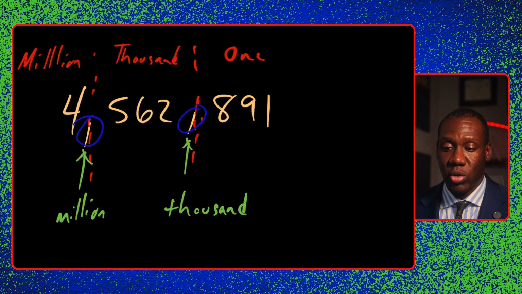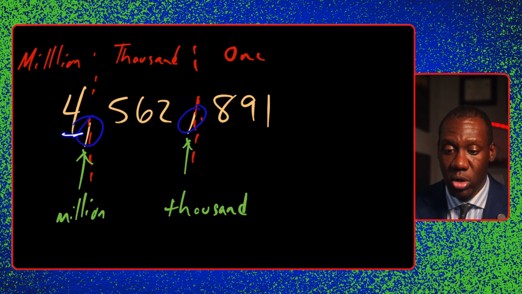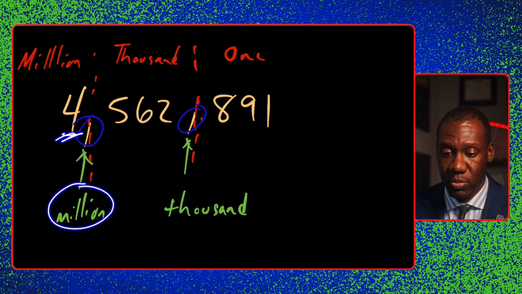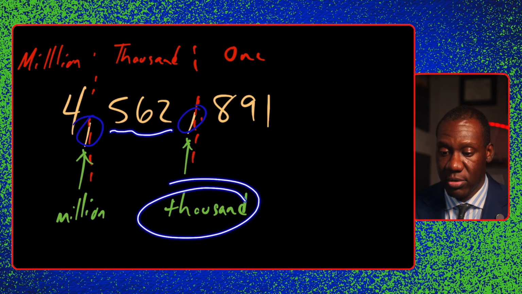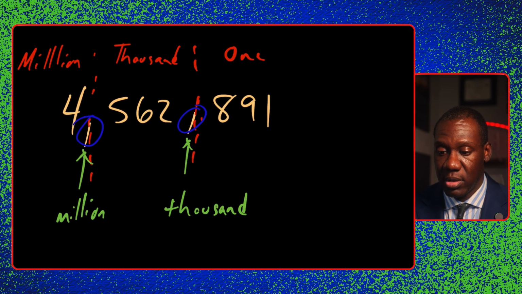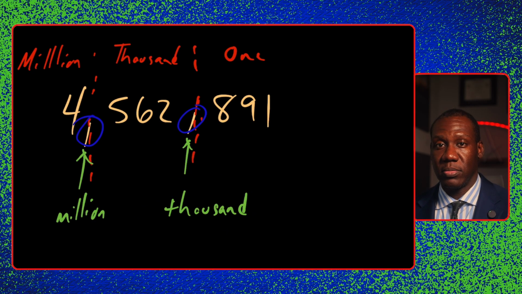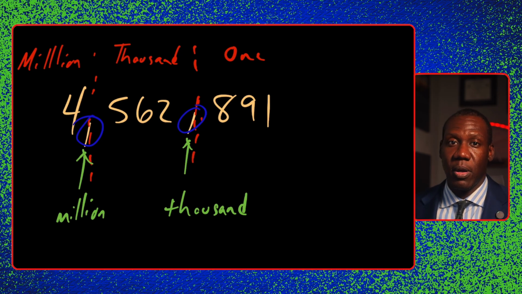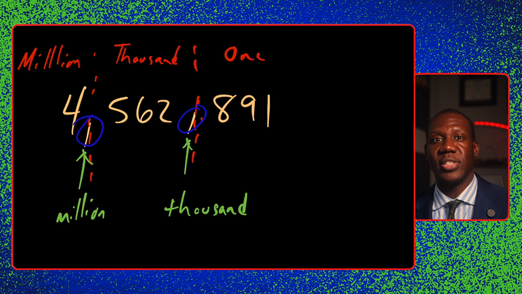All right. So let's try this again. We have 4,562,891. Every time you see a comma, you'll say the name of the house every time.